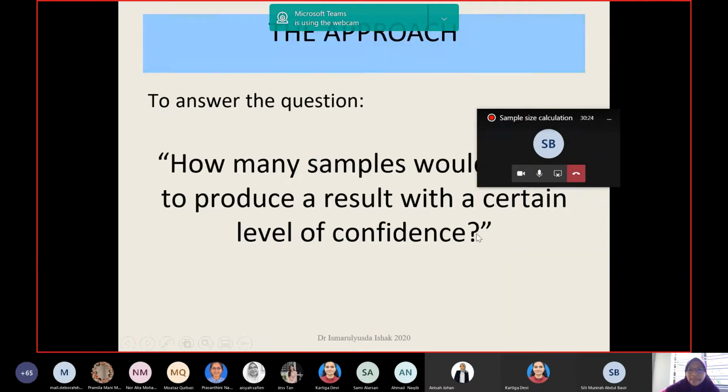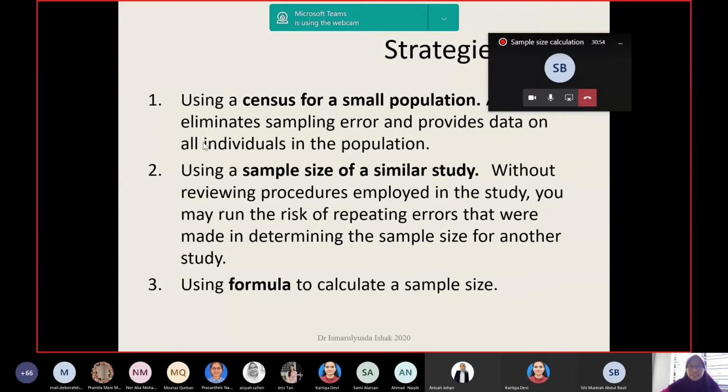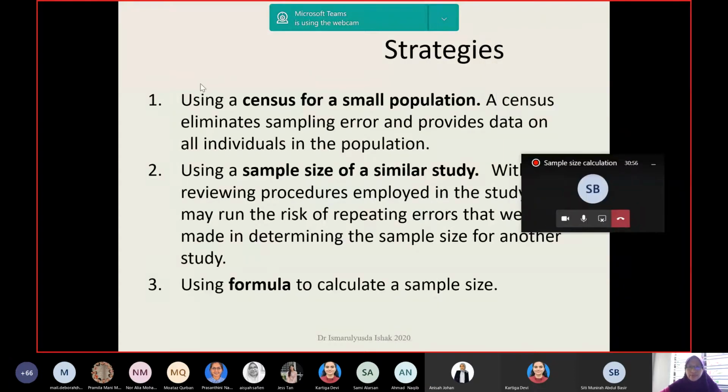The approach of this calculation is: how many samples will I need to produce a result with a certain level of confidence? Now, there is a level of confidence. I am confident that by taking only 5 cats, I can say that cats have four legs. Here you have the level of confidence. So the strategies: number 1, maybe you can use census for small populations.